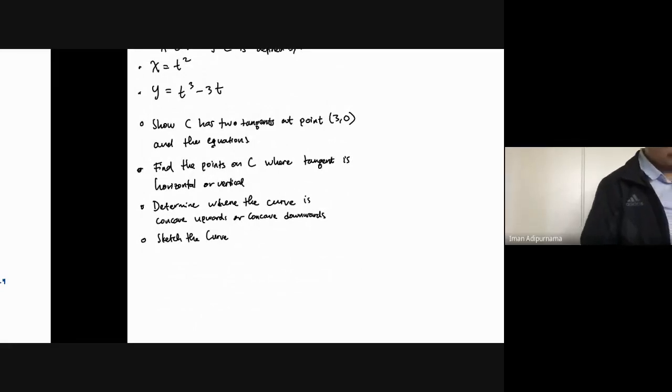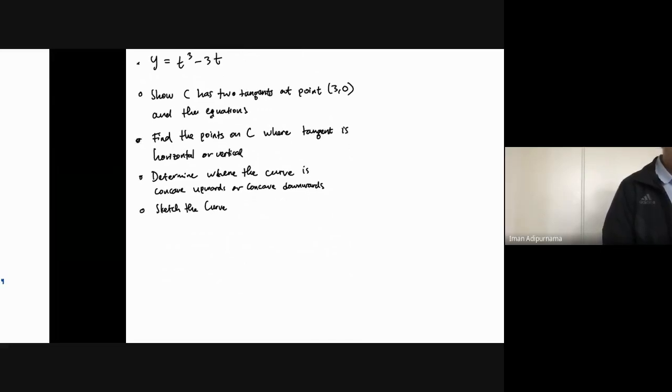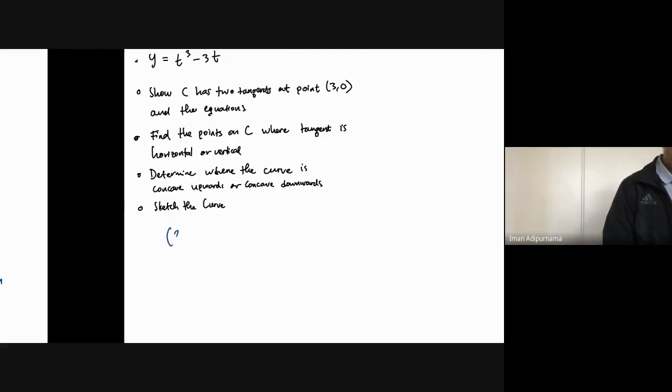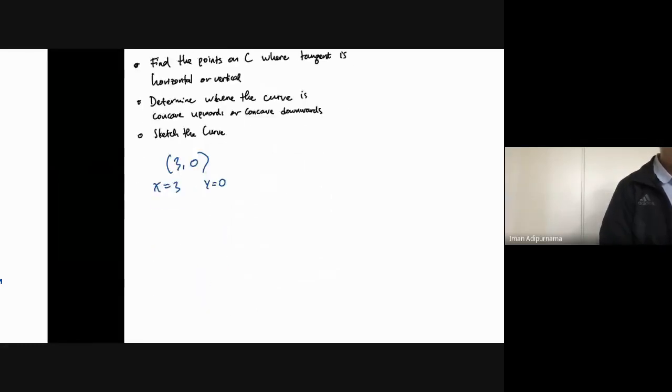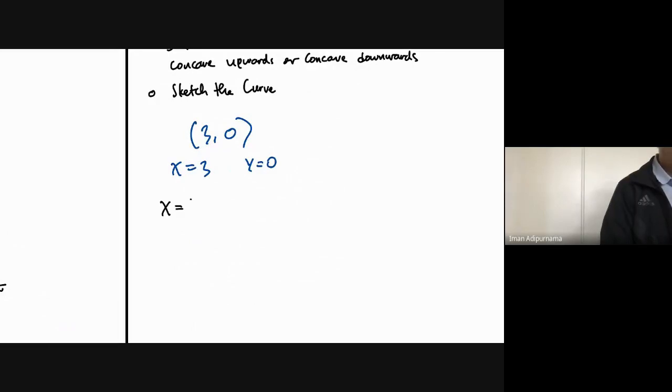Okay, let me solve the first one. So show curve C has two tangents at (3, 0). So x is 3 and y is 0 here. So based on our parametric, x is t squared. So t can be plus or minus square root of 3, right?